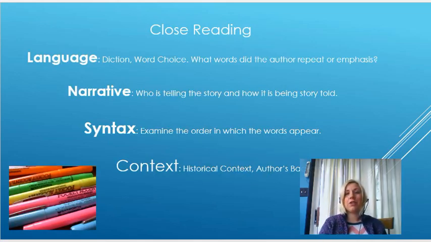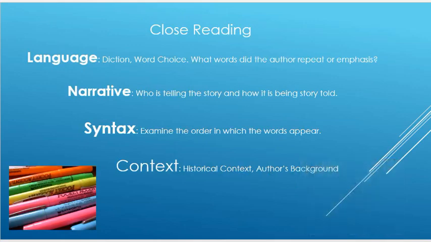So let's take a look at the 4 parts of a close reading. The first is language. You want to look at diction and word choice. You also want to look at what words did the author repeat or emphasize. These words have significance. Secondly, narrative. Think about who is telling the story and how it is being told. How would the story change if, let's say, someone else was telling it from a different perspective?